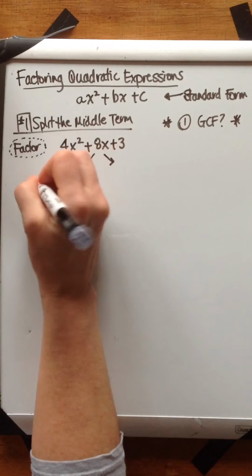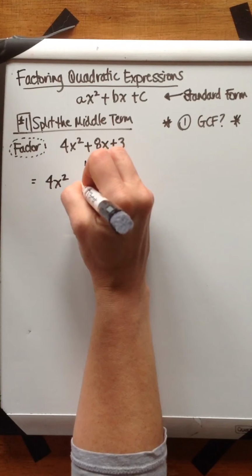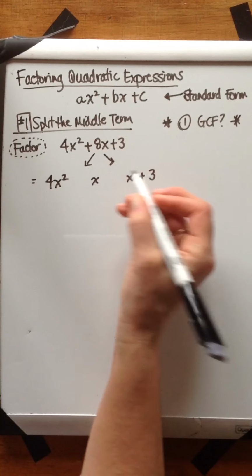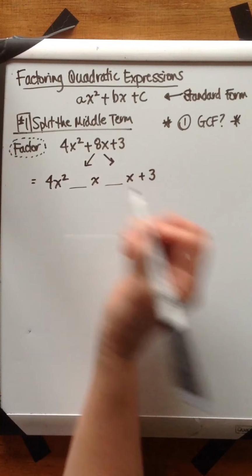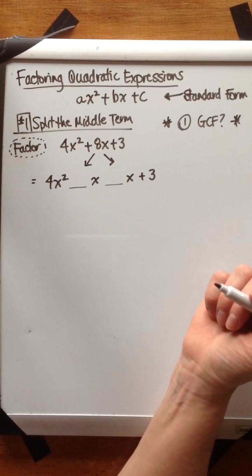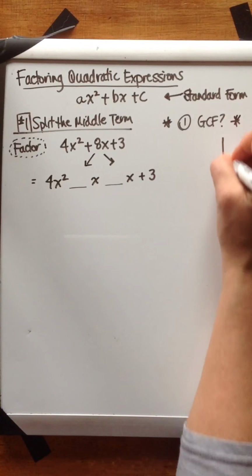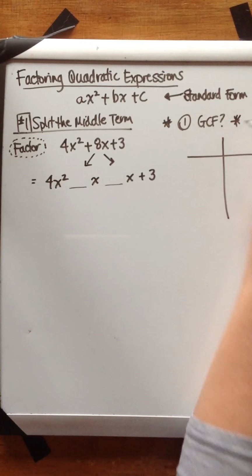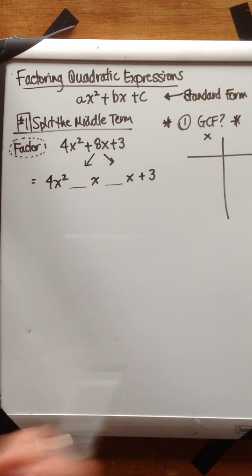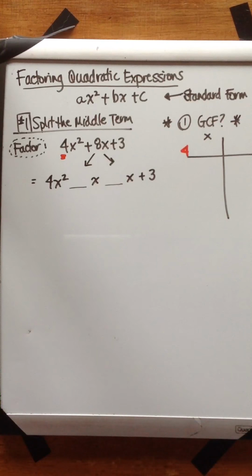So our first step is going to be to rewrite this and leave a couple of little blanks in here. We don't know what value of x we're going to put in here yet, or what value of x we're going to put in here, but we do know that they're both going to have to add up to give 8. So we're going to go back to the tool we used in your last lesson, which is to set up your little thinking chart. And you want to think of 2 numbers that multiply to give a times c. So a is 4 and c is 3.